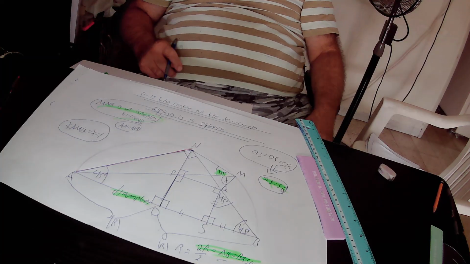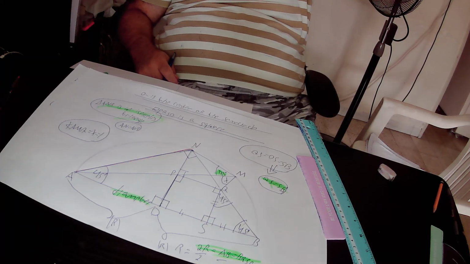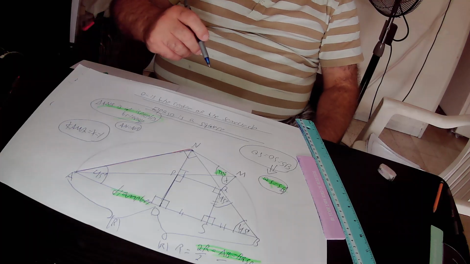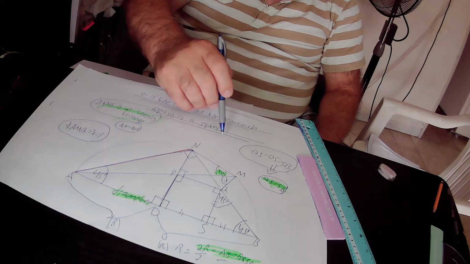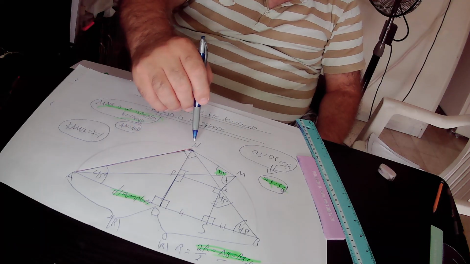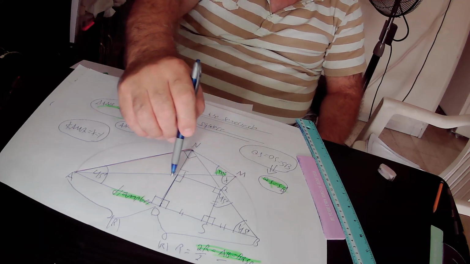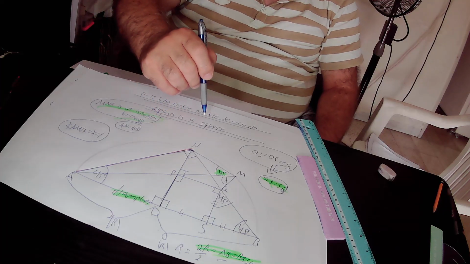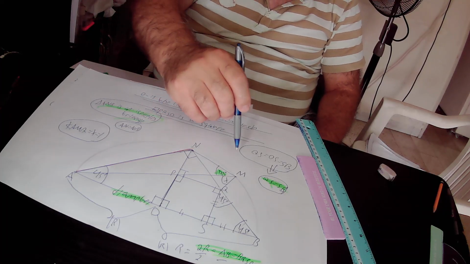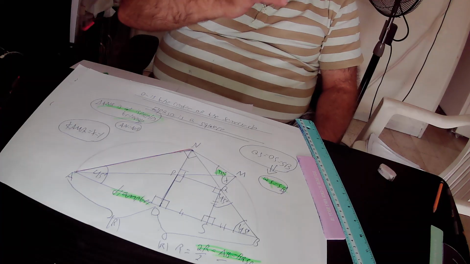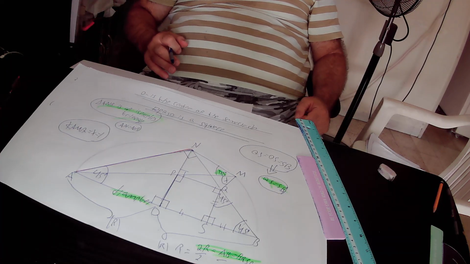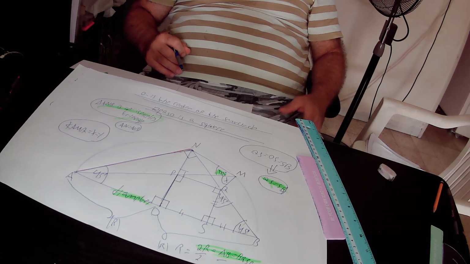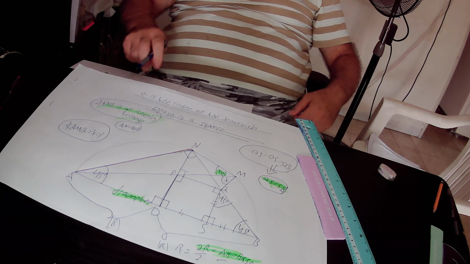In the next step, I will prove in two different ways that quadrilateral NMQP, this is quadrilateral NMQP, is a cyclic quadrilateral. Repeat again, I will prove that quadrilateral NMQP is a cyclic quadrilateral. But first of all, what is the meaning of the sentence that a quadrilateral is a cyclic quadrilateral?